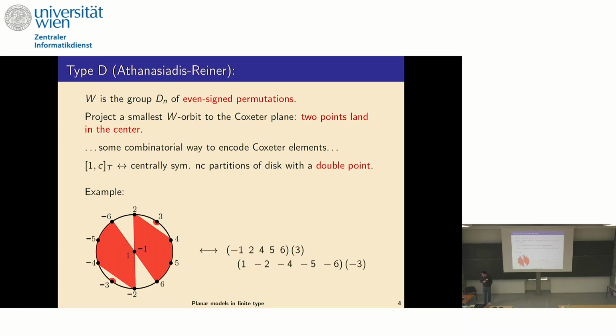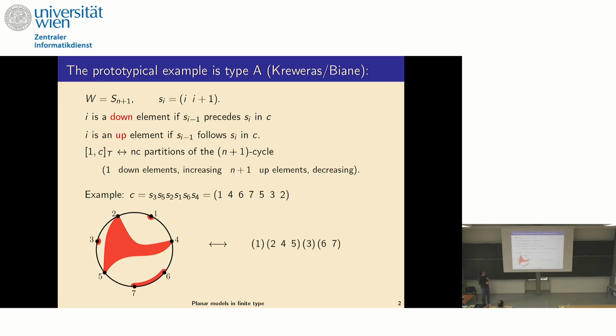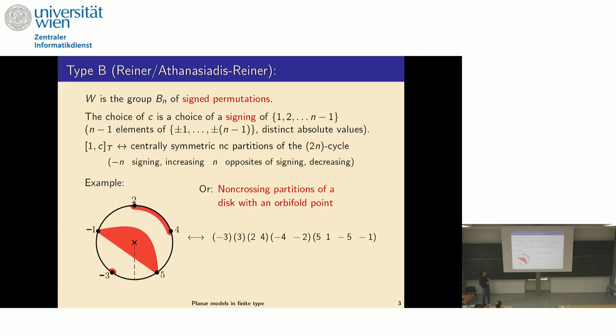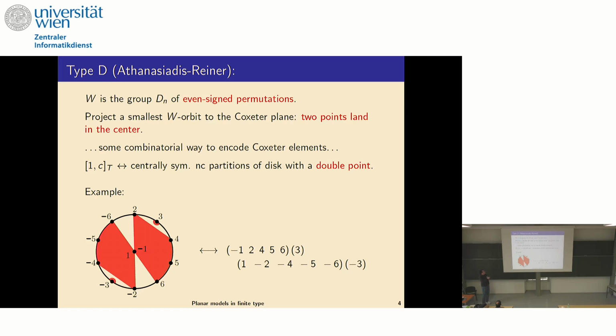Okay, so type D, Katarina also talked about this. You can think of the group of type Dn as even signed permutations. I won't give that definition here. But when you take the smallest orbit of this Coxeter group and project it to the Coxeter plane, you again get points that go into a circle, but you get 2 points that go into the center. Not 1, but 2. So we need to make a model that has these 2 points at the center. I should say, in all these models I've been giving the names of the people who thought of the model, and the people who connected it to the interval from 1 to c. In type D, this was Athanasiadis and Reiner, who did both of those steps.